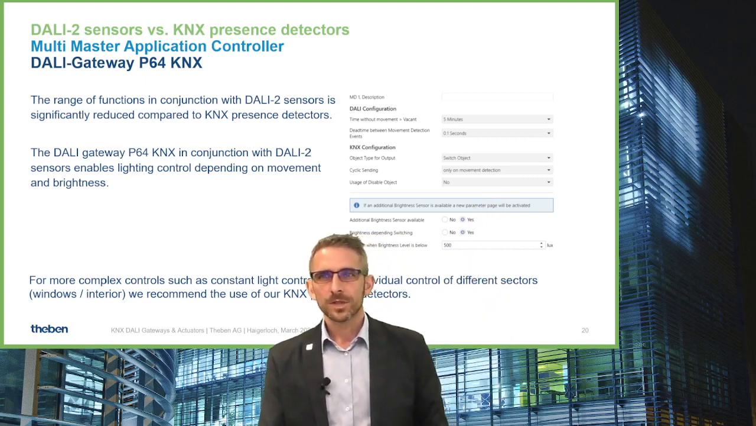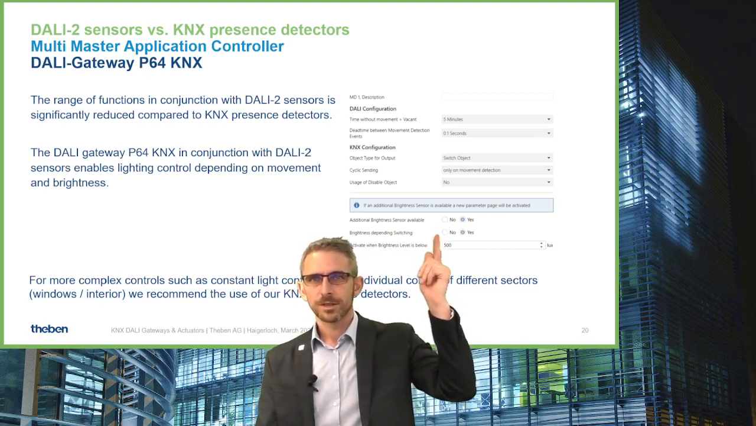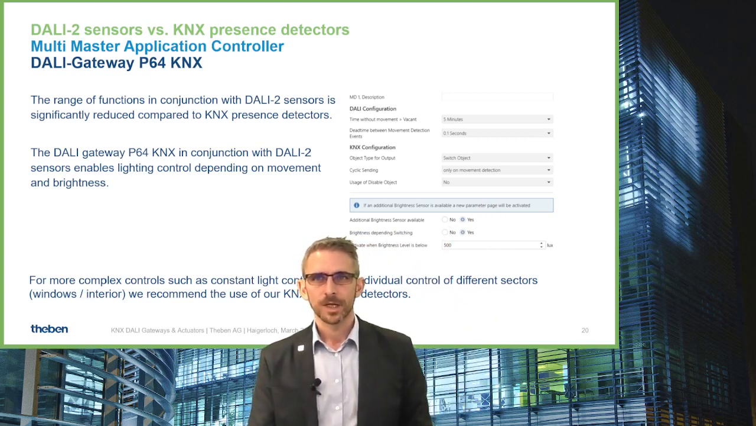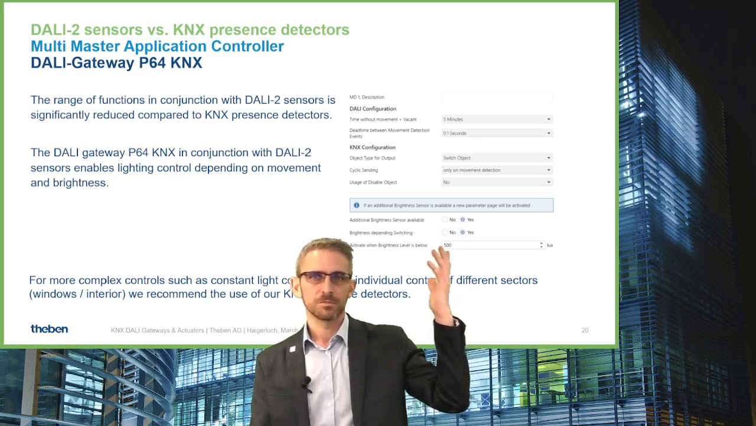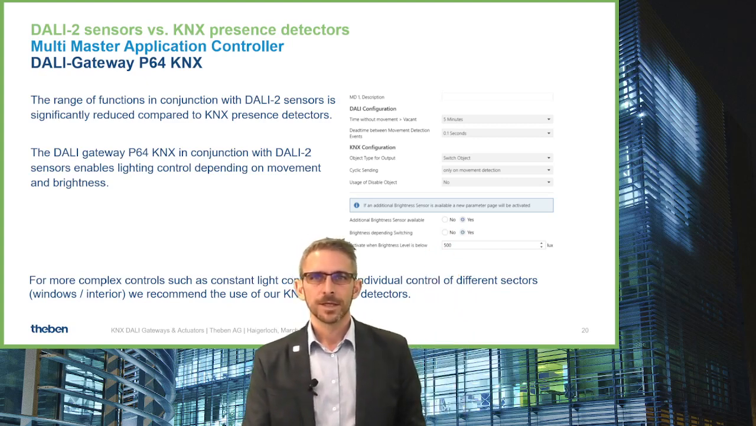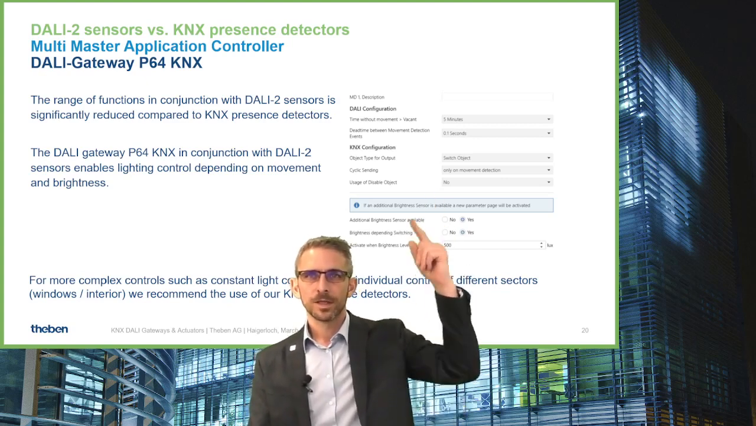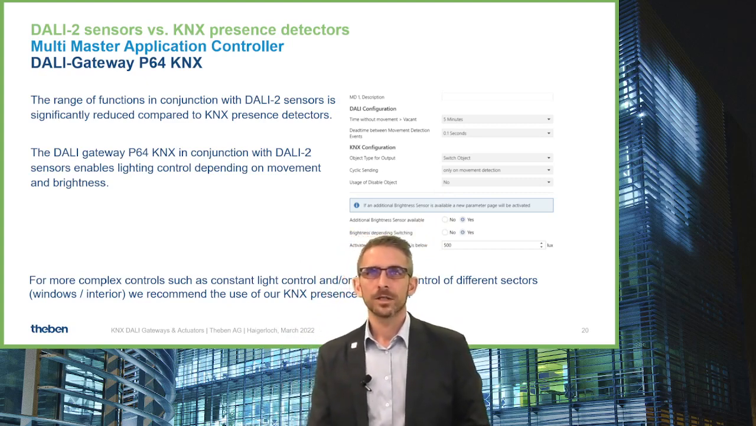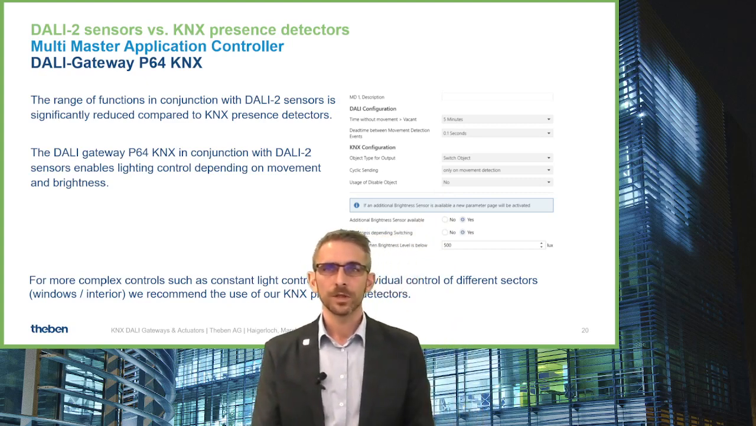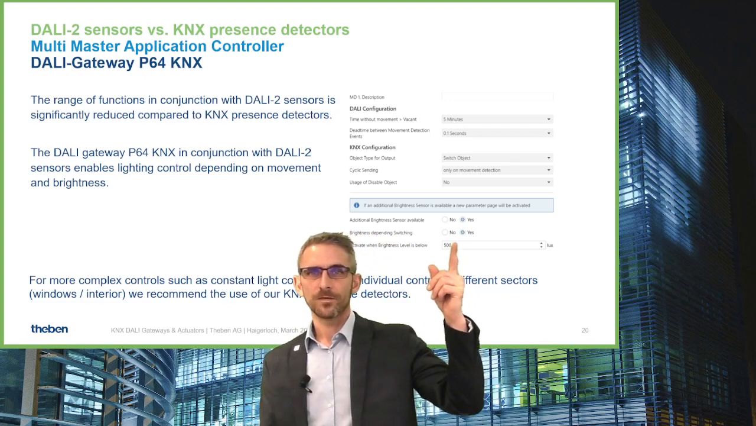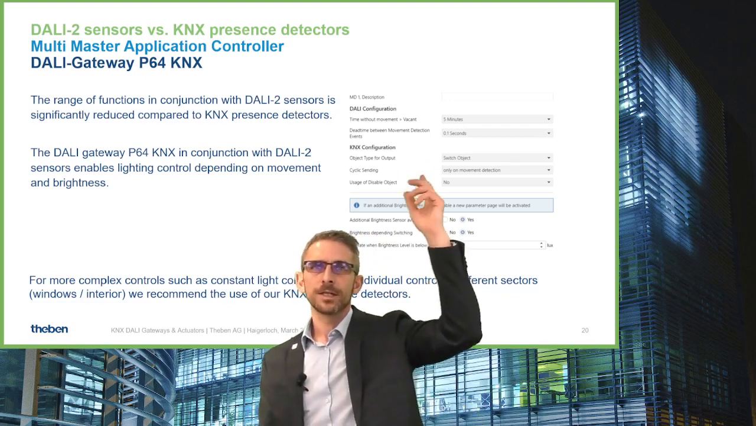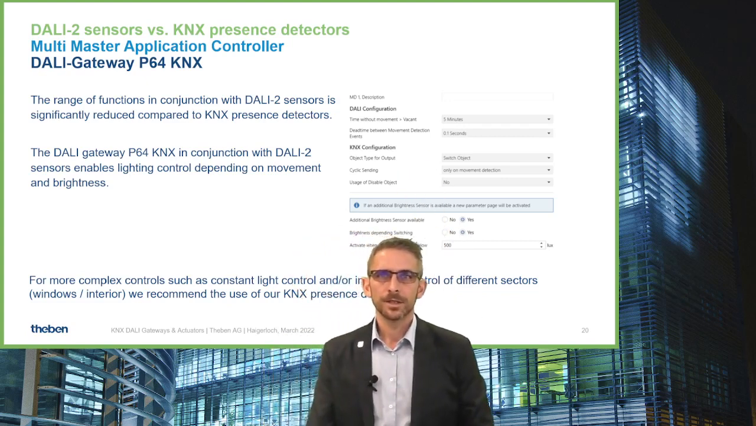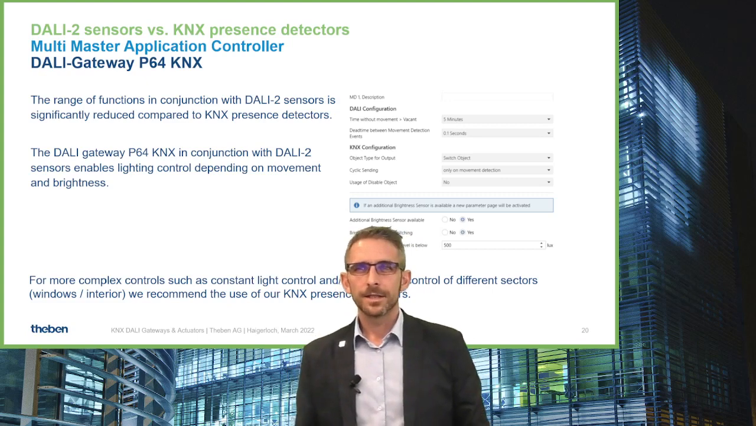We have also the possibility to say yes, brightness depending switching should be activated. And then we can set a threshold, for example, in this case 500 lux. And then both instances are combined with each other. So only if the brightness level is below 500 lux and we have a motion, then we get the information from the communication object.